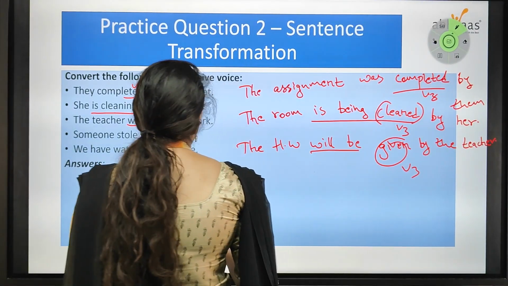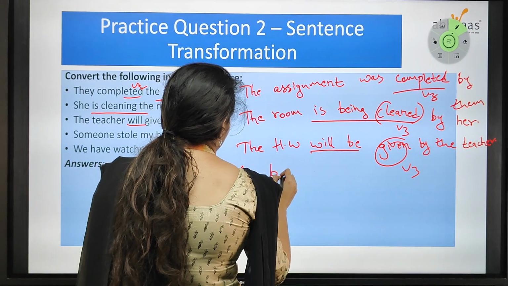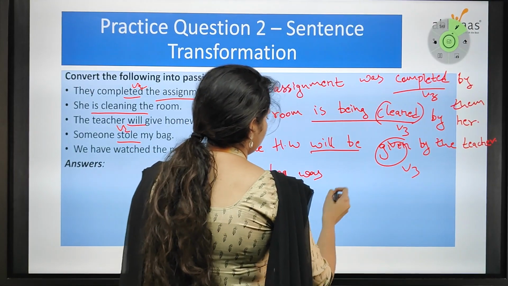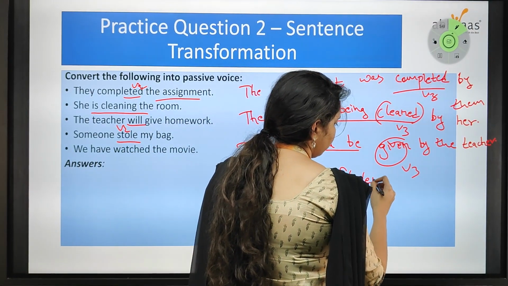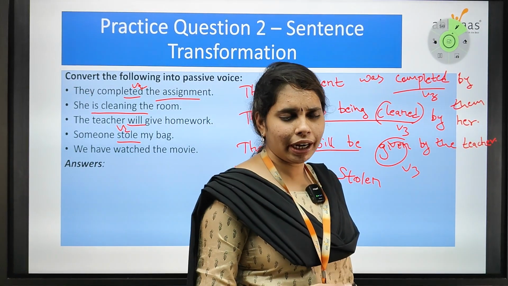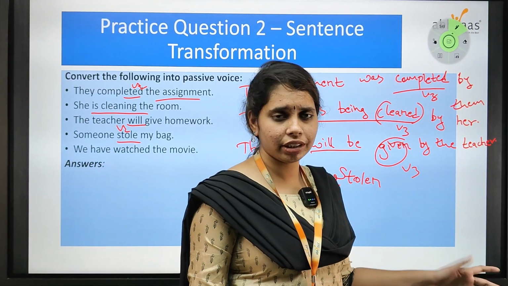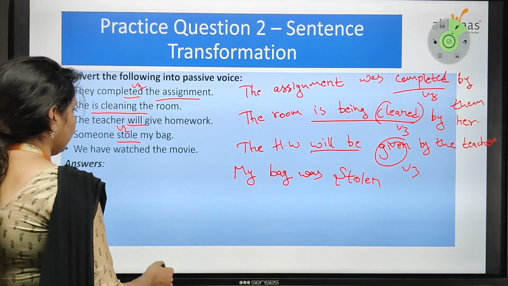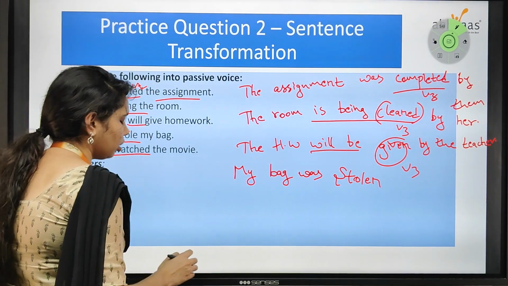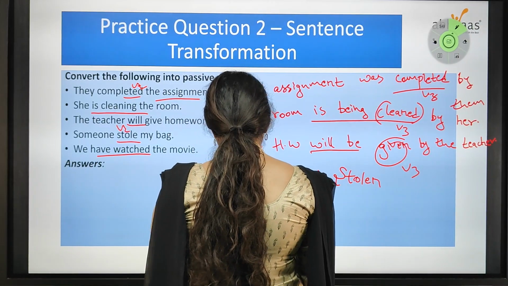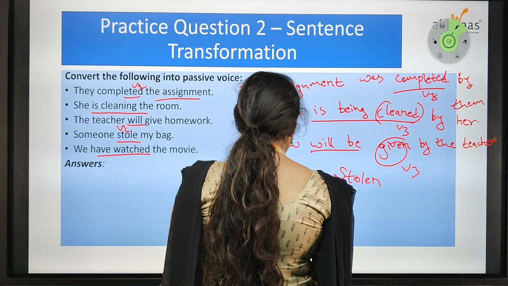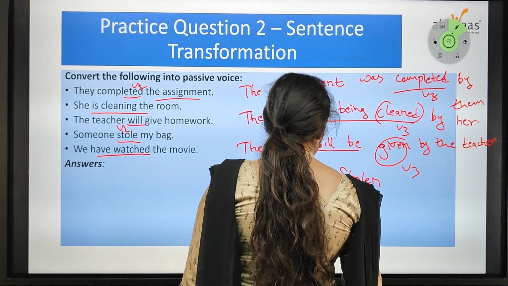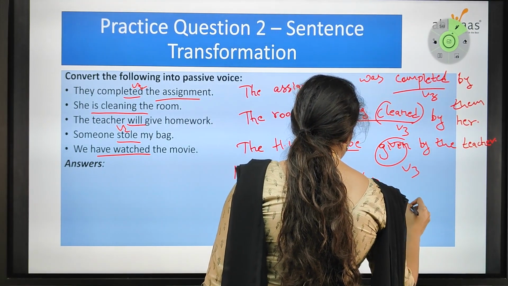Next, someone stole my bag. My bag was, stole is your V2, so was stolen. That's it. Because we don't know who that person is, you need not end it with by someone, because it's unknown. My bag was stolen is enough. We have watched the movie. Again, have watched is your present perfect. The movie has been watched by us.